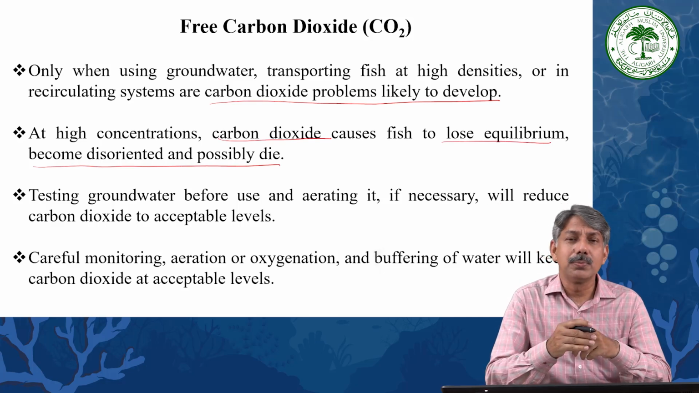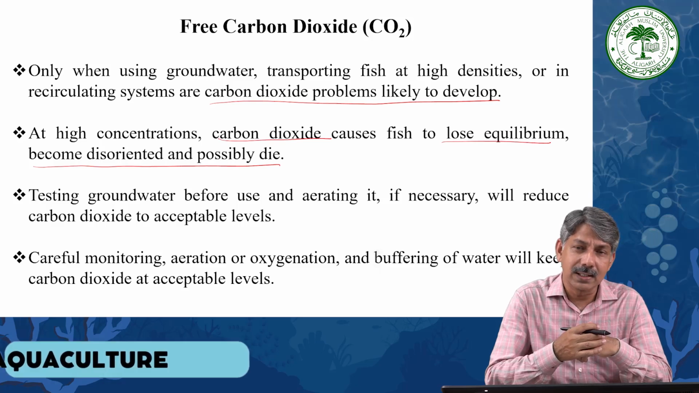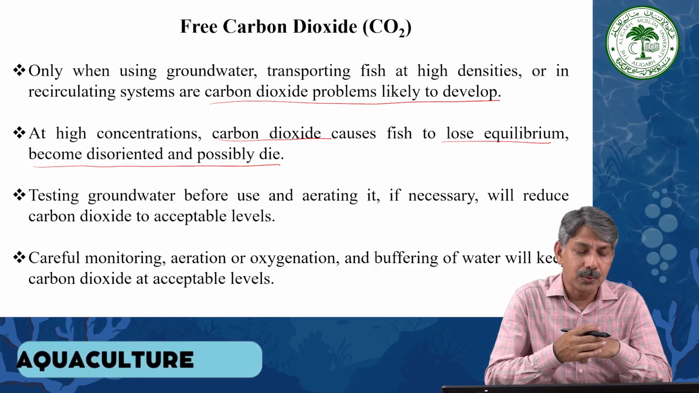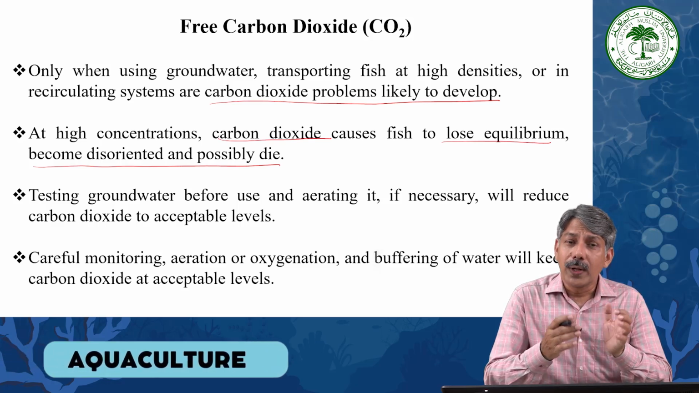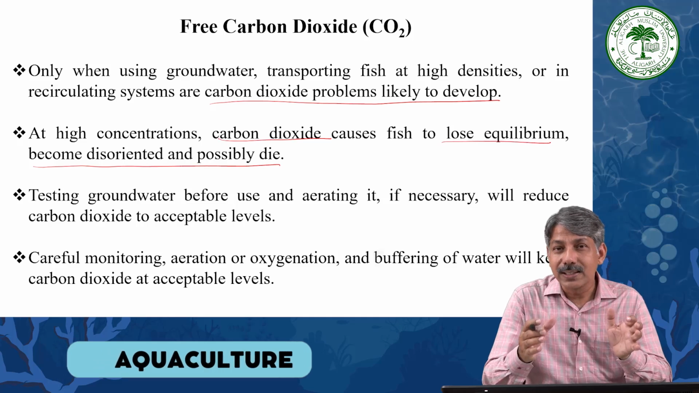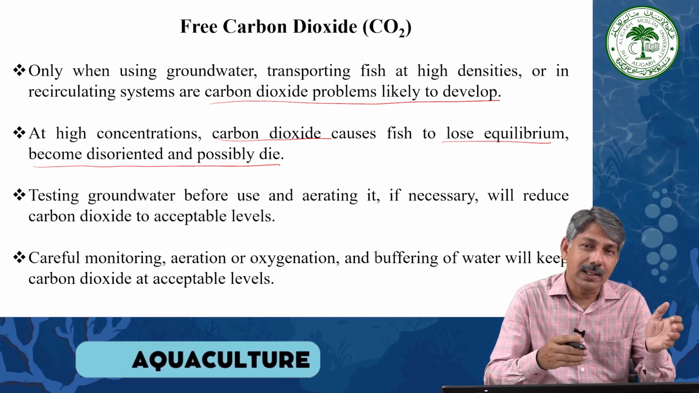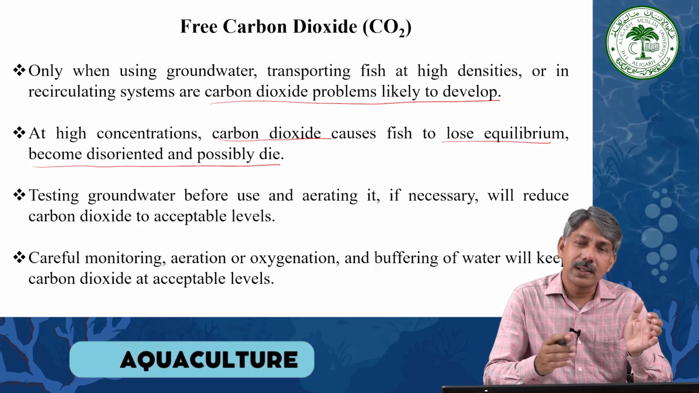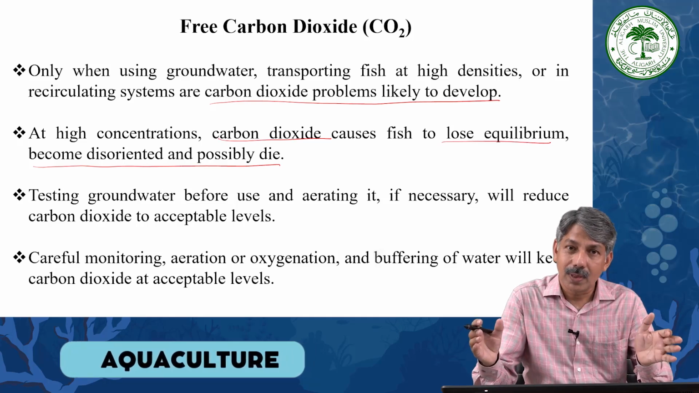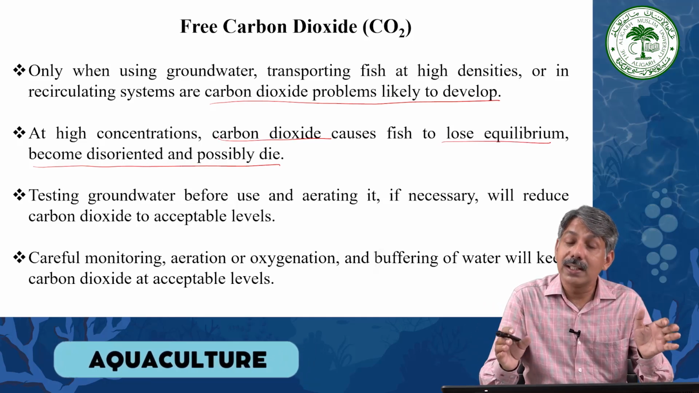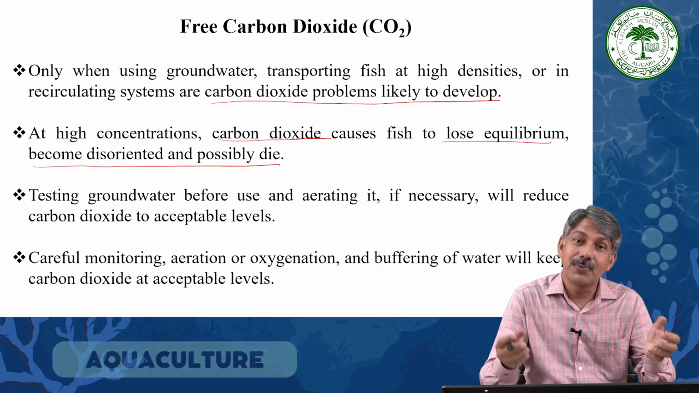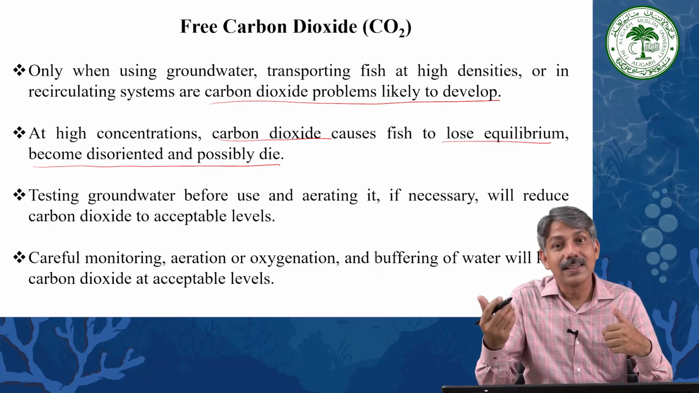What happens? You must have seen that in many hatcheries and many fish farms, especially in the hatcheries, if they are using groundwater or even canal water, then the water is first conditioned. Water is first conditioned and then it is aerated. After aerating, it is supplied to the hatchery.